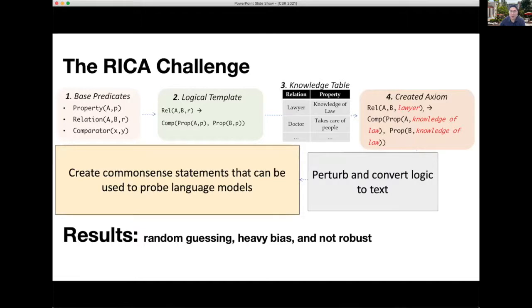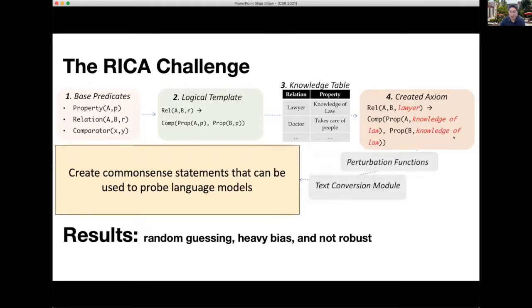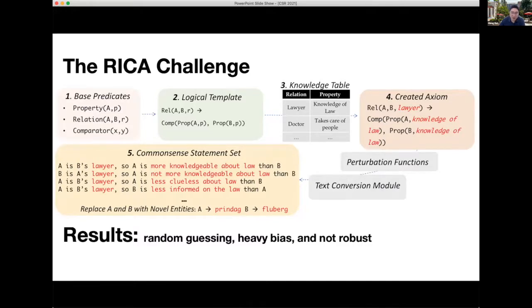Right, so I can start having more concrete logical axioms. Like, if A is B's lawyer, so A and B with the relation lawyer, then what will be the comparison between A's knowledge versus B's knowledge, right? With these more concrete axioms, I can start creating specific natural language statements grounded in these axioms. But I will do many perturbations. For example, I can paraphrase the relations, I can perturb the positions of A and B, I can do some double negations, things like that. So at the end of the day, for this one instance, I can create a bunch of linguistically diverse common sense statements, like A is B's lawyer, so A is more knowledgeable about law than B, or A is B's lawyer, so A is less clueless about law than B, or B is less informed on the law than A, right?